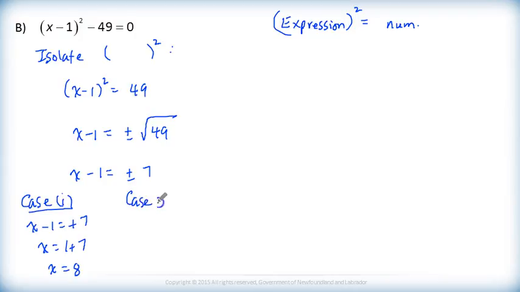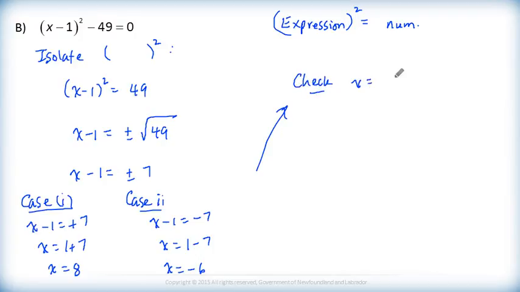Case 2. X minus 1 equals negative 7. That gives me x equals 1 subtract 7, which is negative 6. Let's see why both of those answers will make sense. So we'll check.